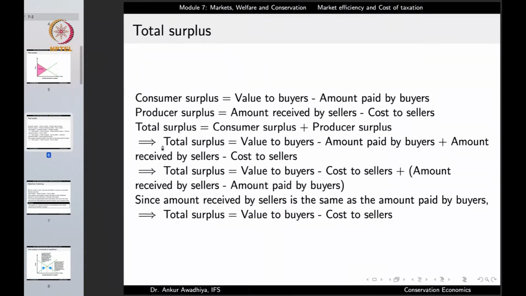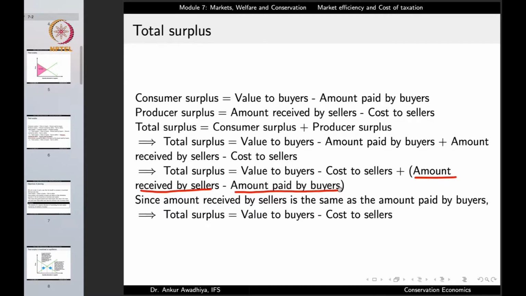Now, the total surplus we can write as consumer surplus plus producer surplus. Consumer surplus is value to buyers minus amount paid by the buyers, and the producer surplus is amount received by the sellers minus cost to the sellers. In this case, we can rearrange the terms on the right hand side to say: value to the buyers minus cost to the sellers plus amount received by the sellers minus amount paid by the buyers. Now, as we have seen before, the amount received by the sellers is the price, and the amount paid by the buyers is also the price.